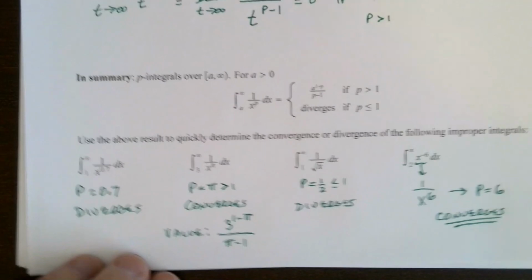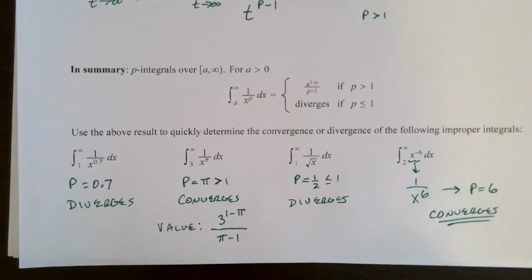So if we just need to know whether an improper integral converges or diverges, and it is a p integral, then we can do this. But a lot of improper integrals are not necessarily p integrals, and so we can't always use this shortcut. We're going to stop the video here, and in the next video, we're going to look at some more examples.